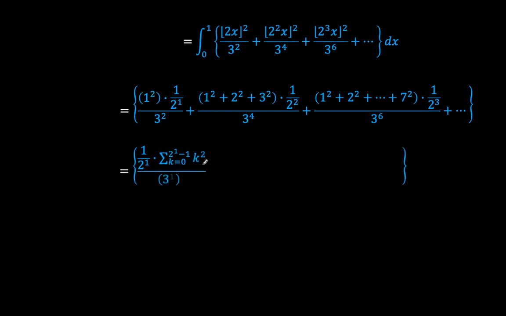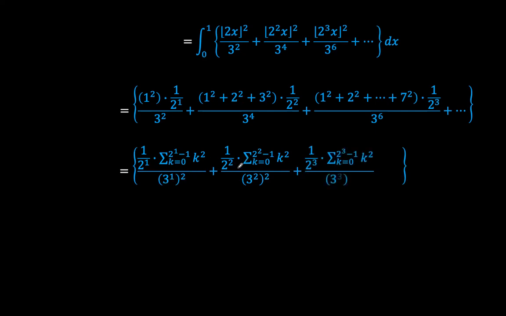So in a more general way, for the first one, we would have 1 over 2 to the power 1 times the summation from k equals 0 to 2 to the power 1 minus 1, k squared over 3 to the power 1 squared, plus 1 over 2 squared times the summation from k equals 0 to 2 to the power 2 minus 1, k squared over 3 to the power 2 squared, plus 1 over 2 to the power 3 times the summation from k equals 0 to 2 to the power 3 minus 1, k squared, over 3 to the power 3 squared, sorry.